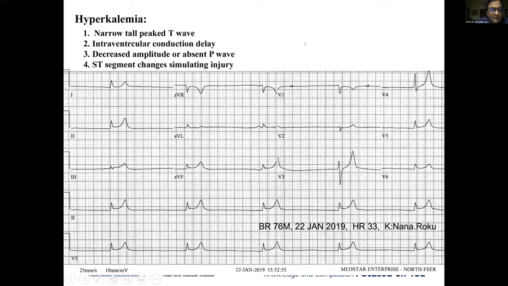I have a comment, sir. In leads V1, V2, and V3, there is a small deflection before the QRS. Can it be a P wave, sir? Yeah, well, it's possible. I did not magnify. A lot of times I'll make, if you see here.